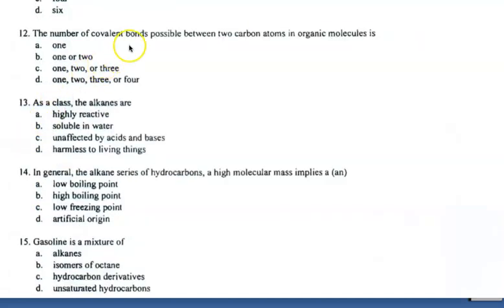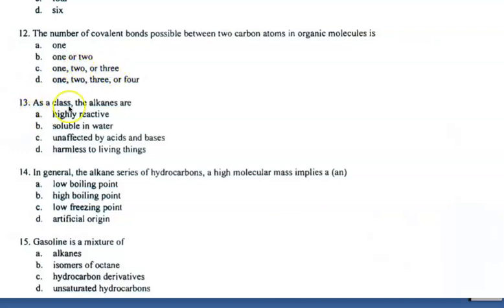12, the number of covalent bonds possible now. That's different than the question we just asked. The number of covalent bonds possible between 2 carbon atoms in an organic compound. Is it 1, 2, or 3? The answer is 1, 2, or 3. You may have a single bond, double bond, and triple bond. So therefore you can have up to 3.